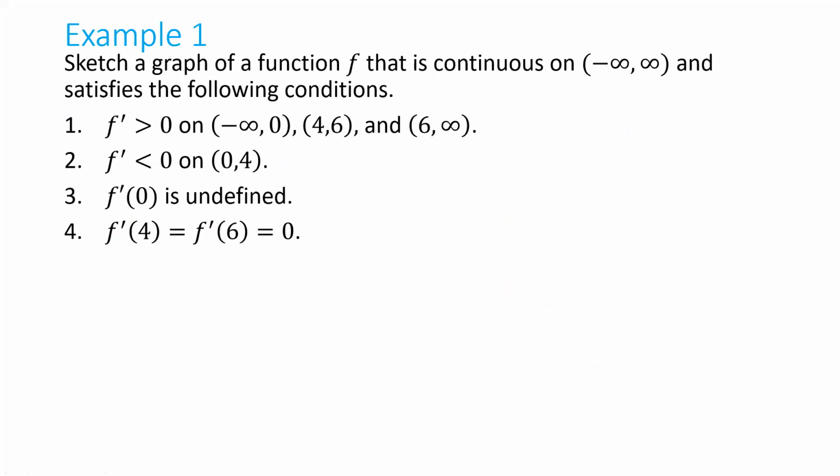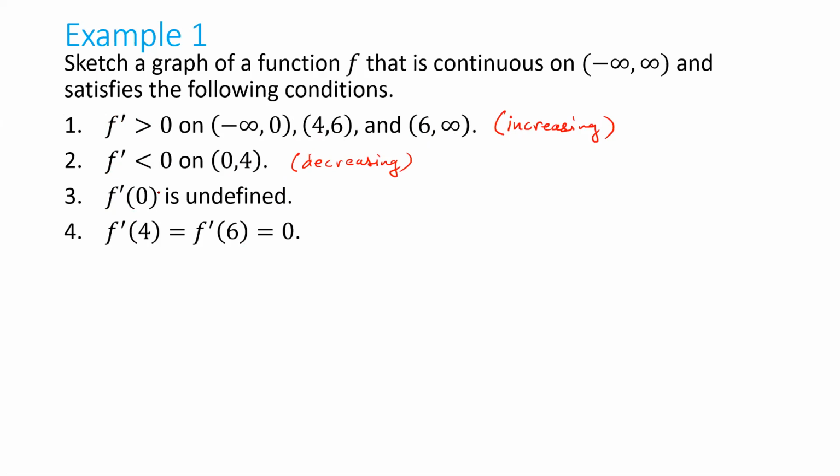So let's practice with a conceptual example, sketching out a curve. First of all, the curve we're assuming is continuous, where it satisfies these conditions: the derivative is positive on the intervals from negative infinity to 0, from 4 to 6, and from 6 to infinity. Remember, this means it's going to be increasing on those intervals. F prime is negative on the interval 0 to 4, so here it'll be decreasing on that interval.